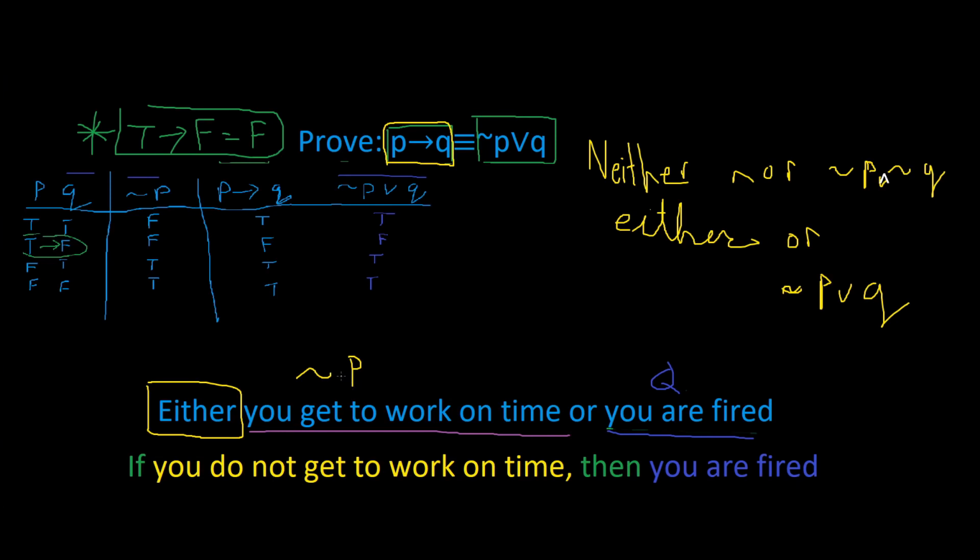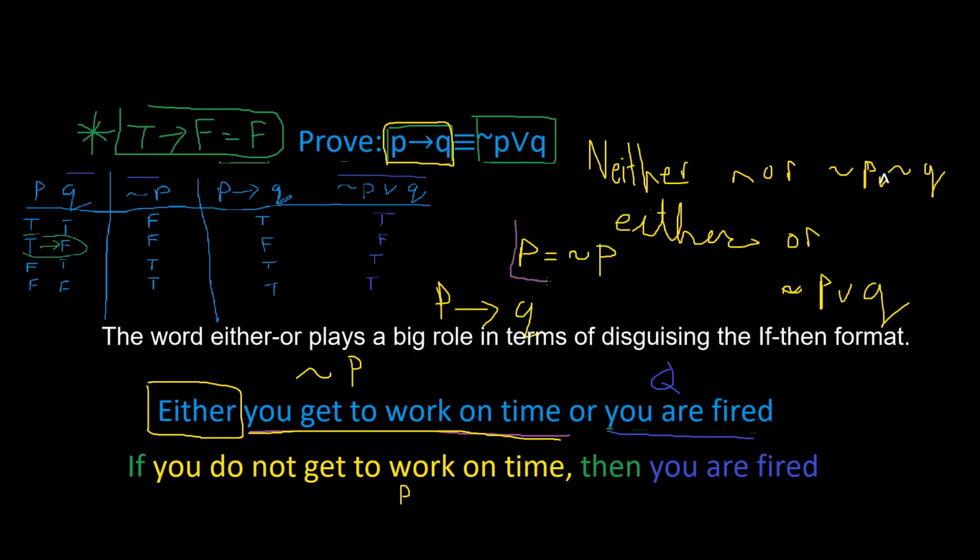And this is shown up here with negation P as following, and with the Q, you are fired. And so this is how we change our statement as shown in the symbolic form up here, our theoretical form. Something you need to take notice of, this means not, but this means P. If you do not get to work on time, P, right? Because this means P then Q. And so in this special case, P is going to be equal to negation P in a disguised kind of form. And so that's the best way I could explain it to you.